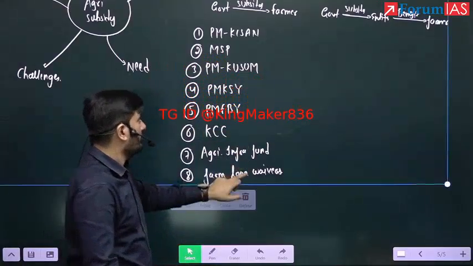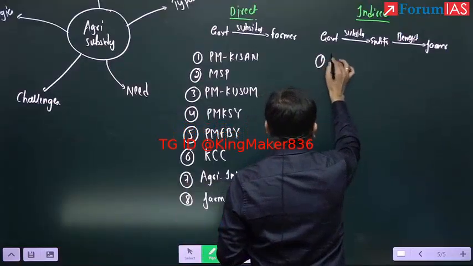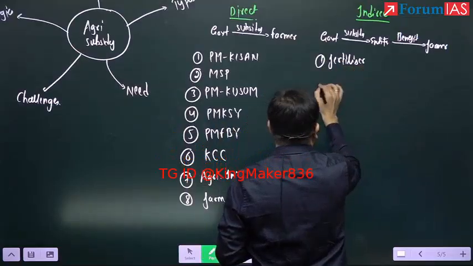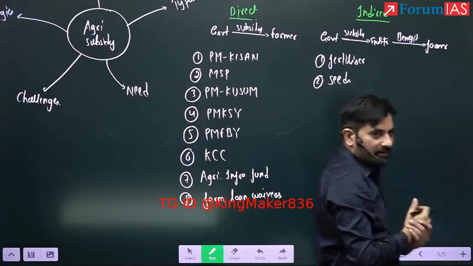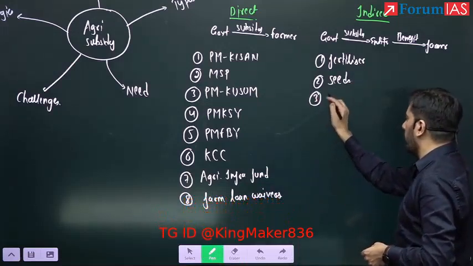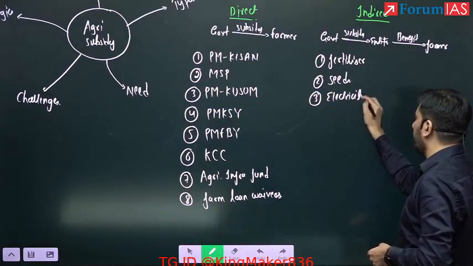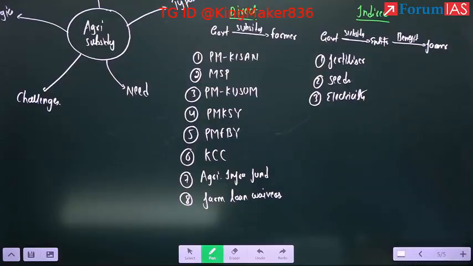Indirect subsidies, one you have already identified. It is fertilizer subsidy. It also includes subsidy on seeds. It also includes electricity subsidy, because subsidy is given to the discoms, not to the farmers.